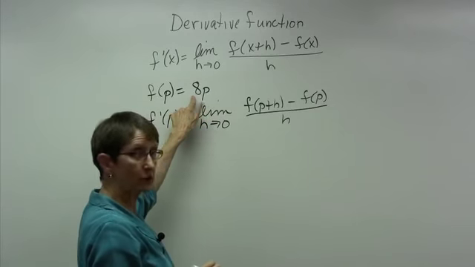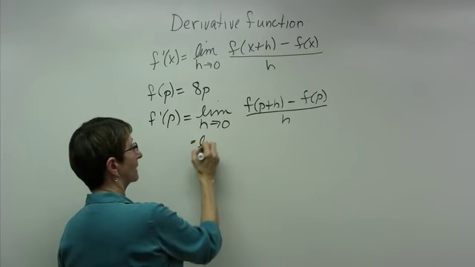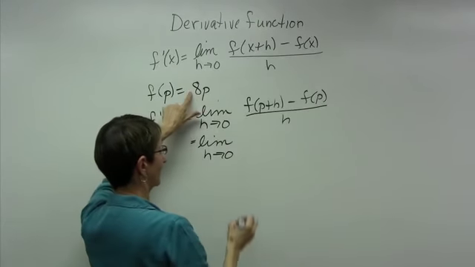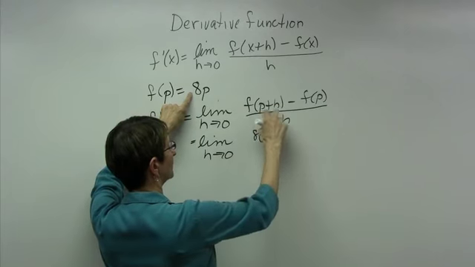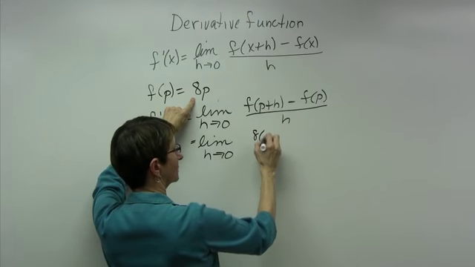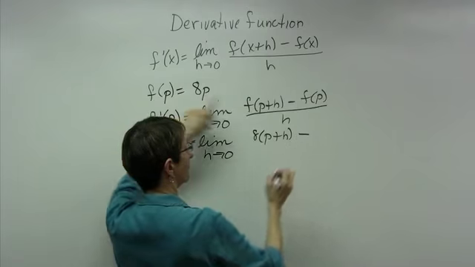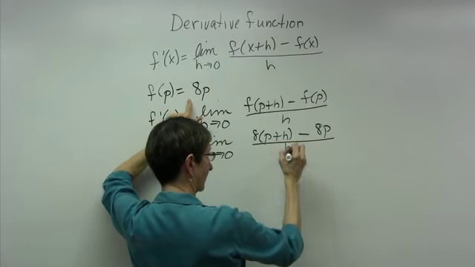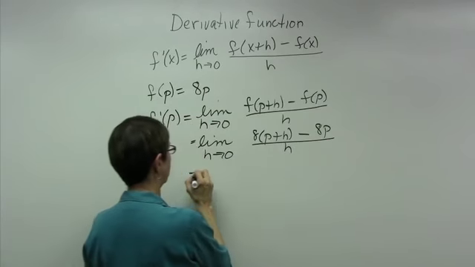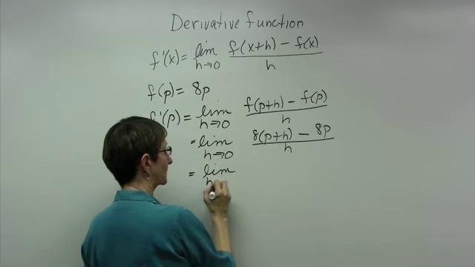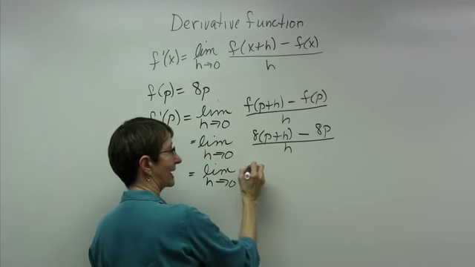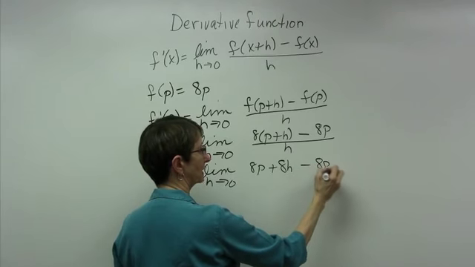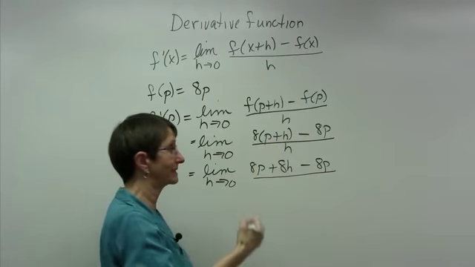And I put in my function. So I'll have the limit as h approaches 0. f is 8 times p. So in place of p plus h will be 8 times p plus h. Minus f of p, which is 8p, divided by h. Let's multiply out. Distribute the 8. I have 8p plus 8h, and then minus 8p.